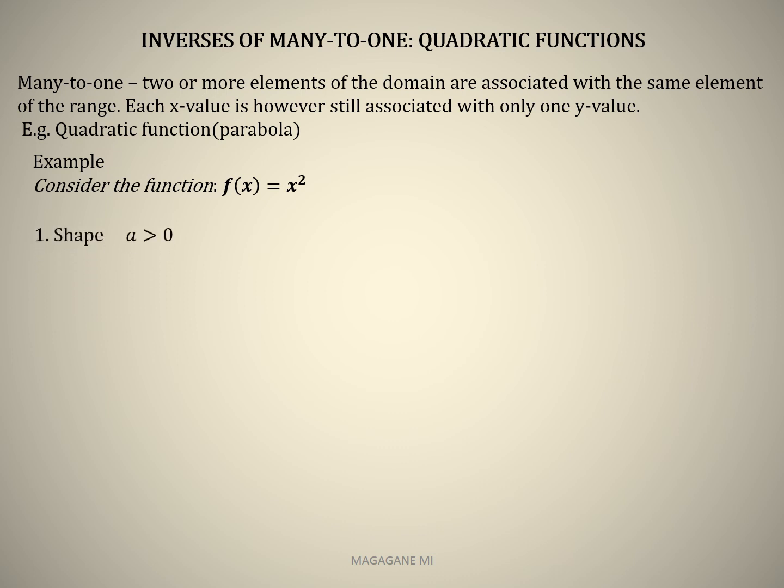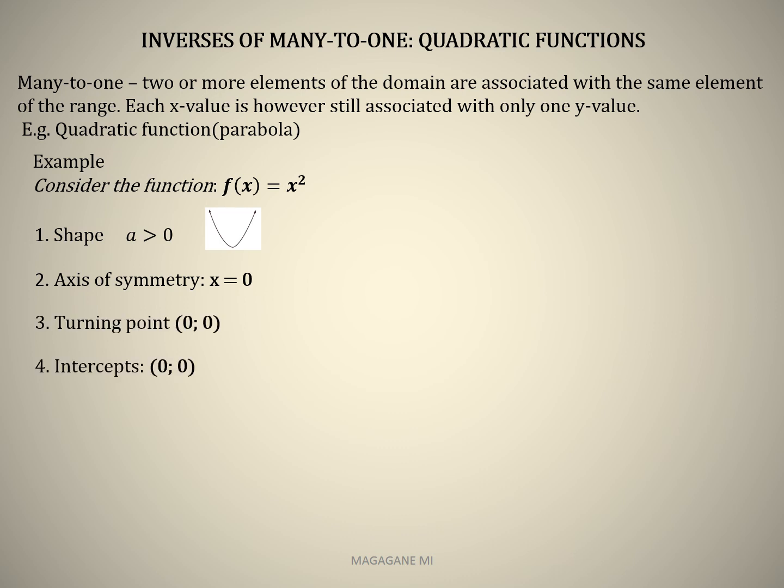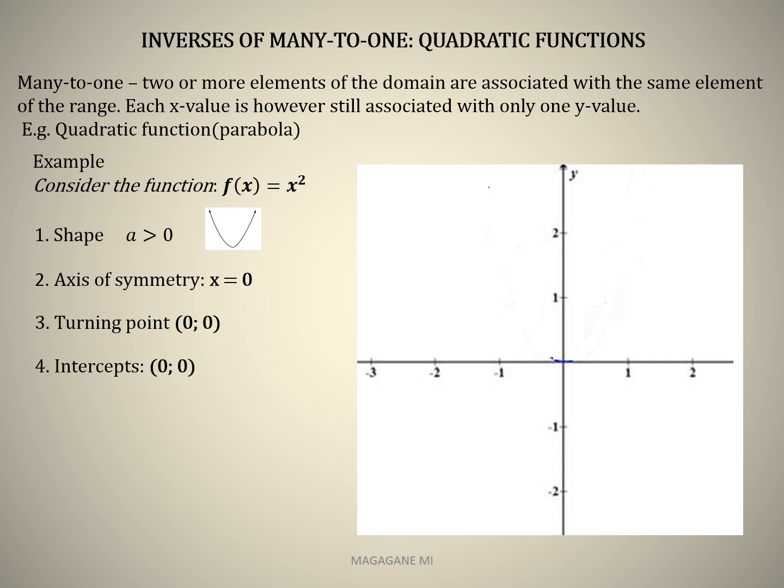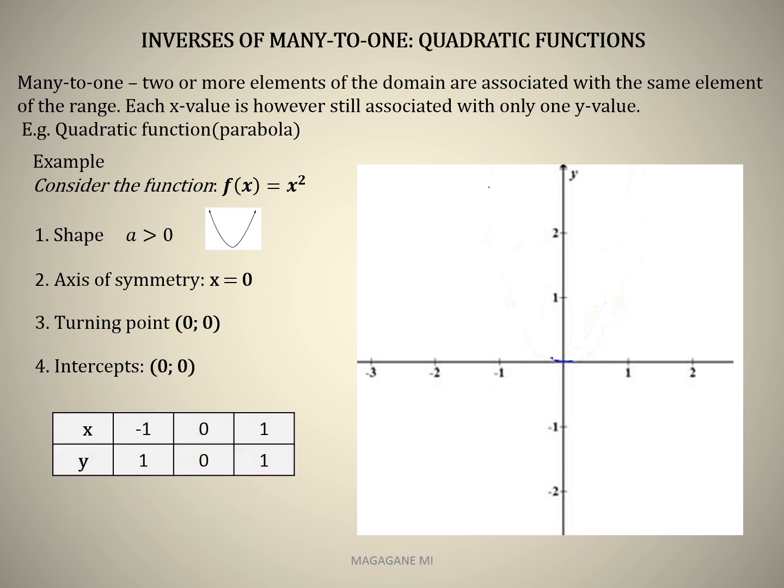To draw the graph of a many-to-one function, first we look at the shape. For a parabola, first look at the shape. A is greater than 0. Therefore, our graph is concave up. And then we look at the axis of symmetry, x equals 0. Turning point 0, 0. Intercept 0, 0. To draw the graph, we can also look at the table. When x equals -1, y is 1. X equals 0, y is 0. X equals 1, y is 1.